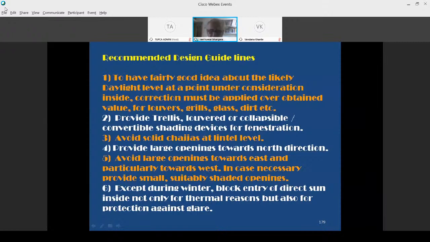Except during winter, block entry of direct sun inside, not only for thermal reasons but also for protection against glare.